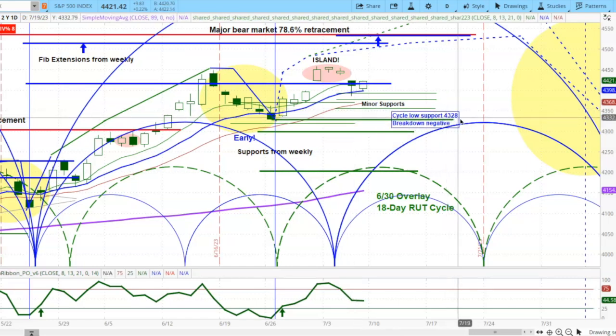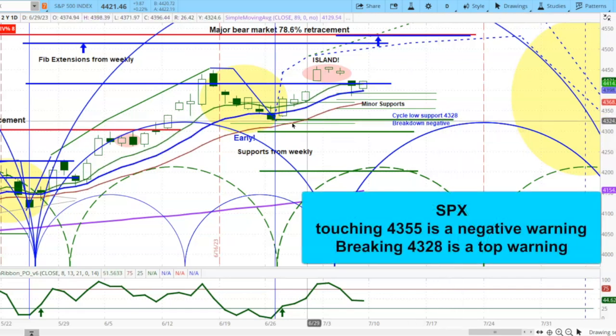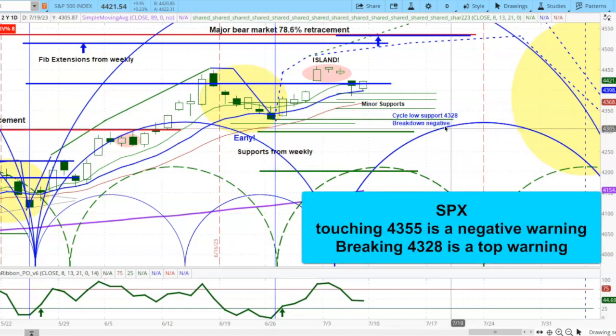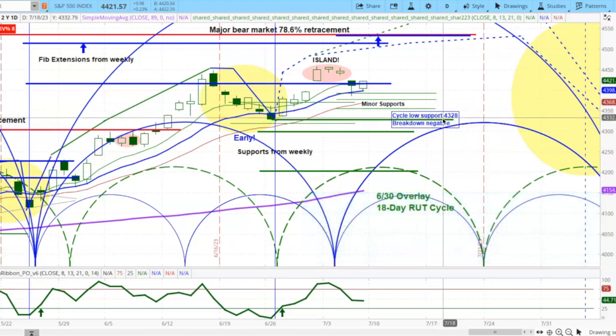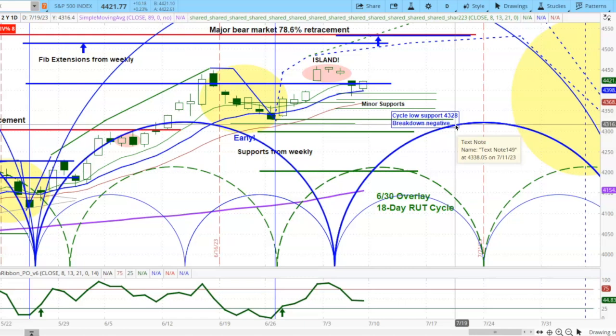If it breaks below 43.28, where that cycle low is right over there, that is very negative. That would suggest an intermediate top. It would negate our looking at 4,500 on the S&P 500. So these are important numbers. 43.55 is where that warning number is, and it's a long way from that right now. And 43.28 right now is where the breakdown would come.